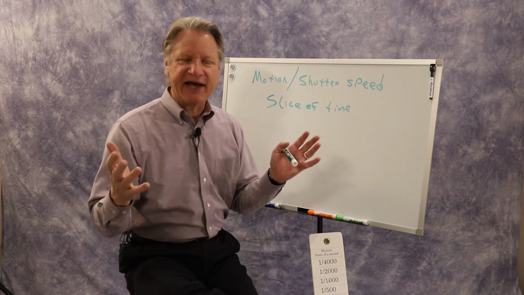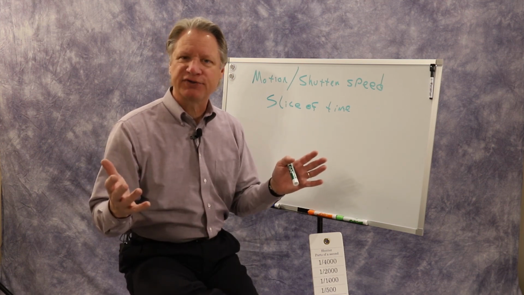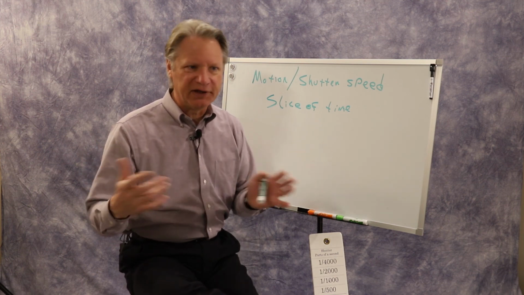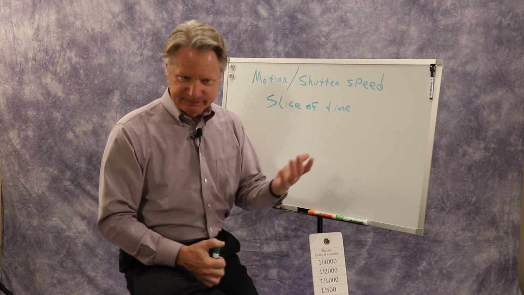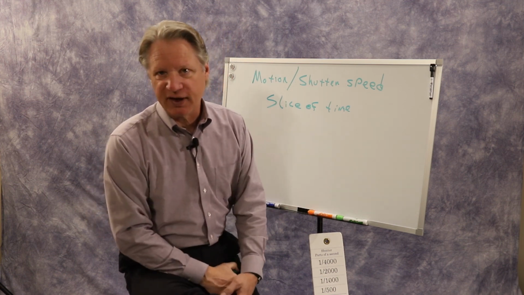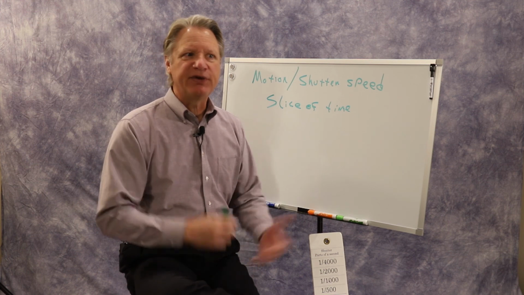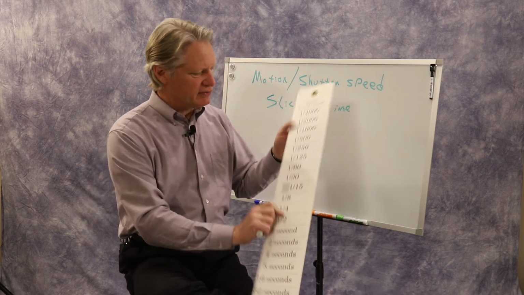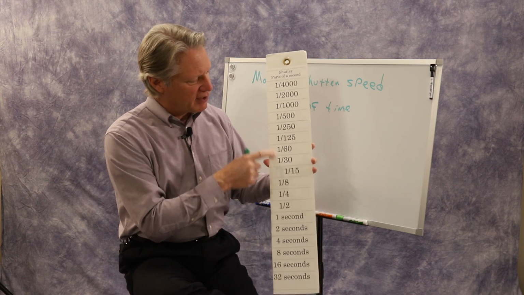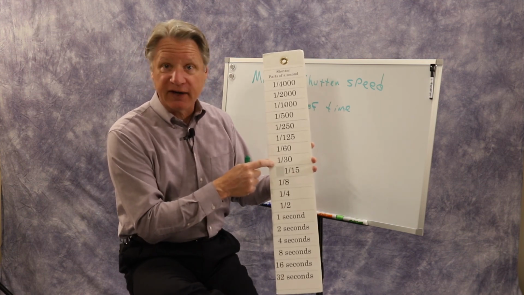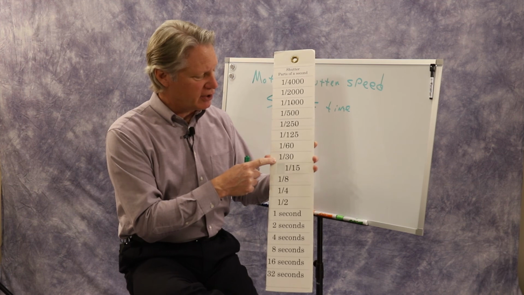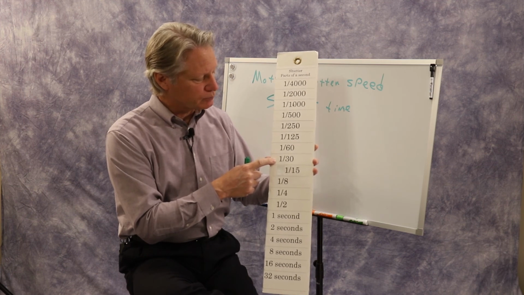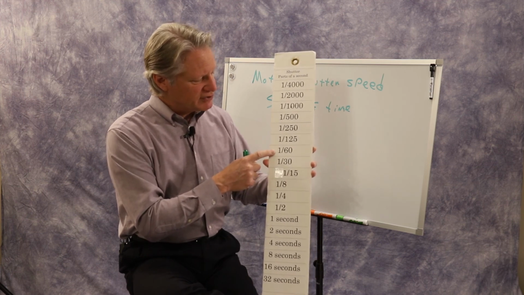If it's just a static picture of a rock or a house with no wind blowing on the leaves or anything like that, then shutter speed is almost inconsequential, except that if you're hand holding, you really don't want to be, as we've discussed before, below a 30th of a second hand holding the camera. You really want to stay around 60.